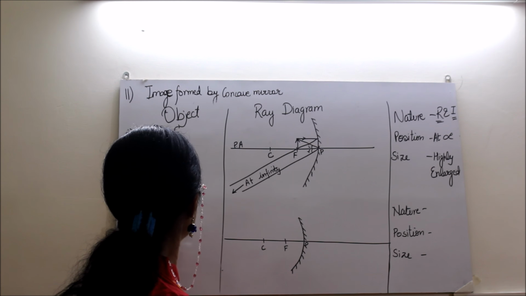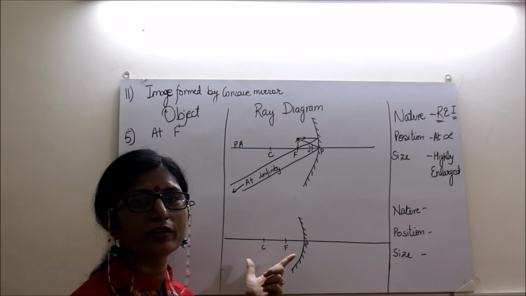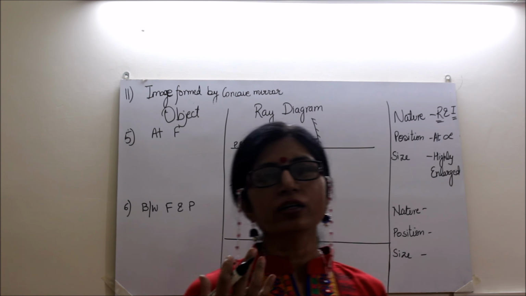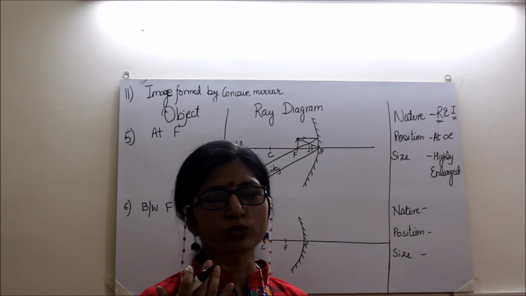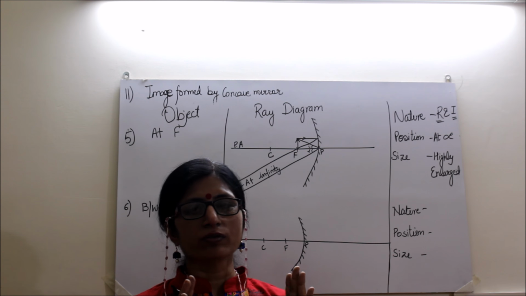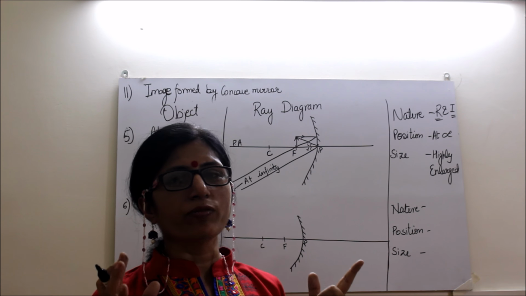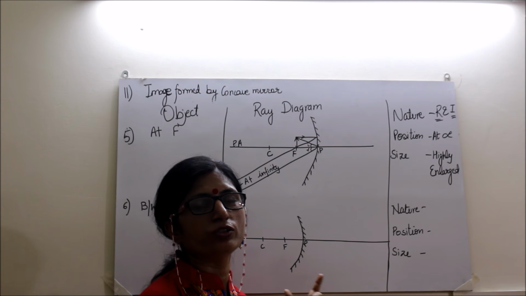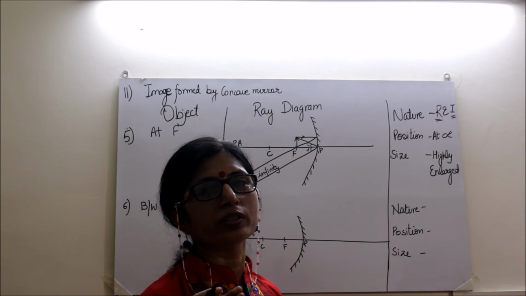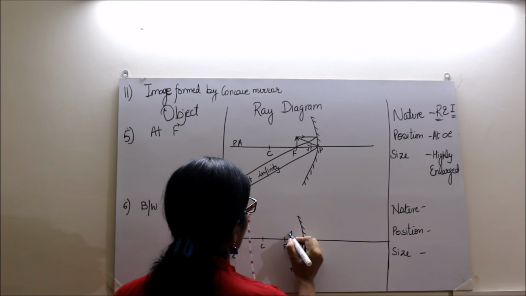Now the sixth object, when the object is placed between F and P. You have always seen, whenever you hold a concave mirror, what do you do? You take this mirror very close to your face and you find that your nose, your eyes, everything becomes enlarged or magnified. This kind of position is used by the makeup man, the dentist, or the barber in the barber shop. See, place the object very close to the mirror like this.